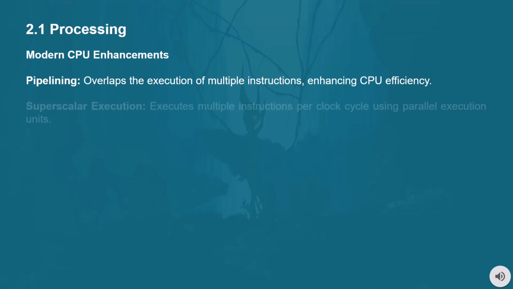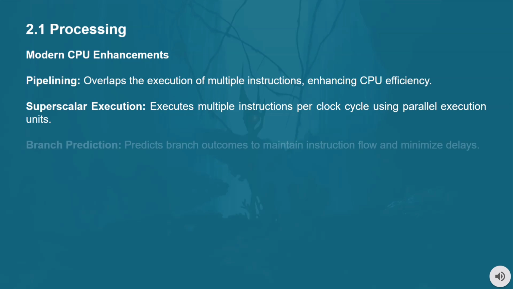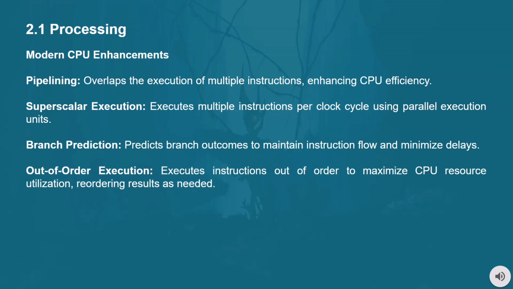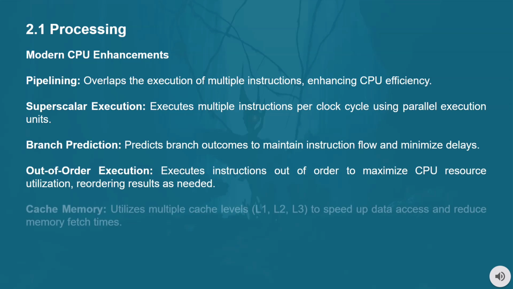Modern CPUs employ enhancements like pipelining, superscalar execution, branch prediction, out-of-order execution, and multi-level cache memory to improve efficiency, speed, and overall performance.